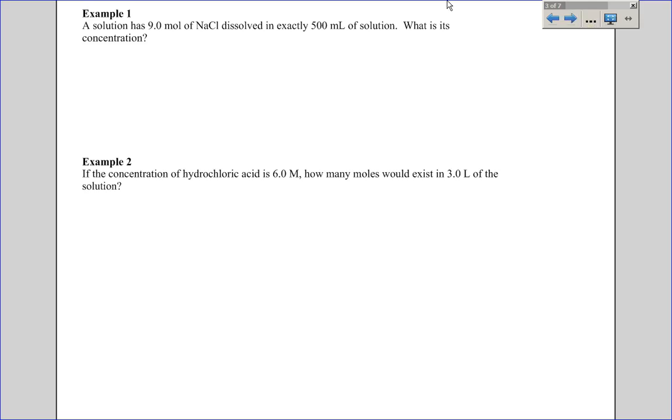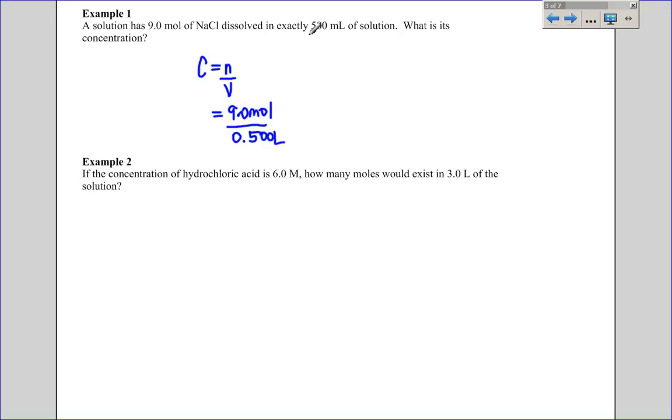Let's try some practice problems involving our formula. In example 1, we have a solution that has 9 moles of sodium chloride dissolved in exactly 500 milliliters of solution. What is its concentration? So we've got C is equal to n over V. The moles that we have is 9, and our volume here is 0.5 liters.